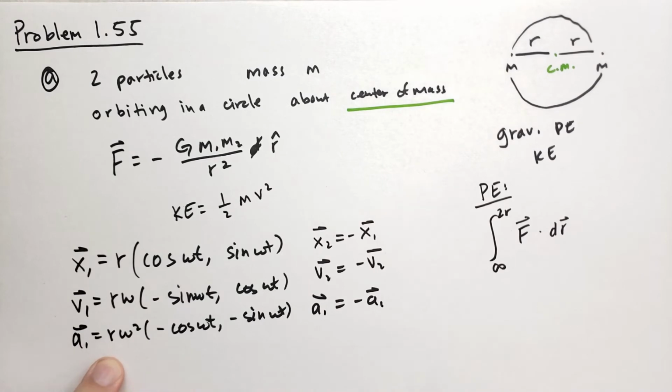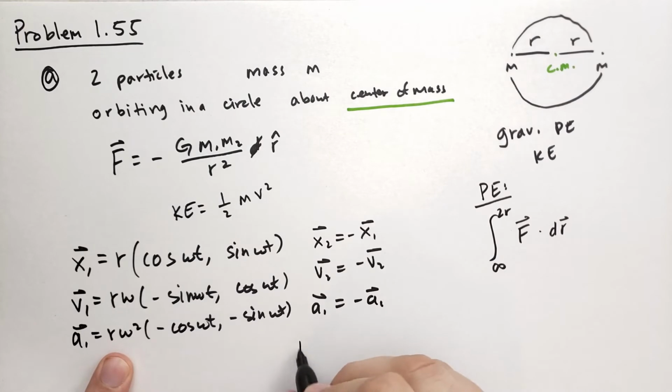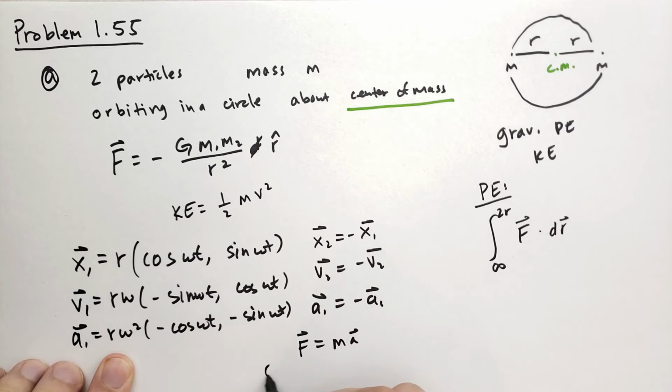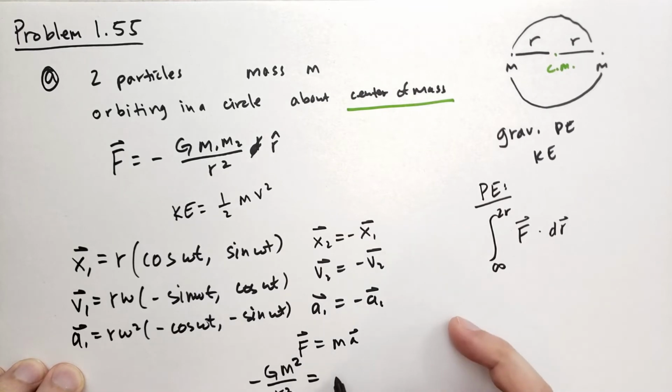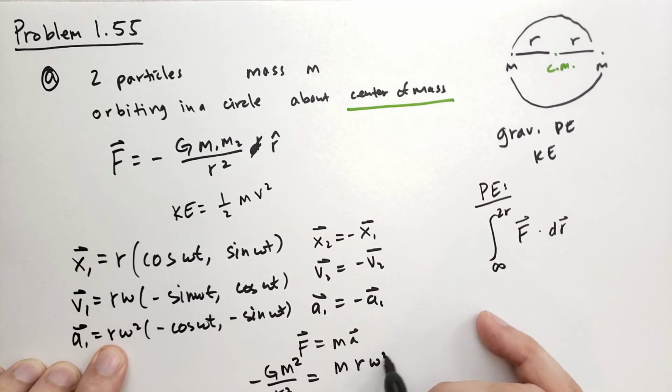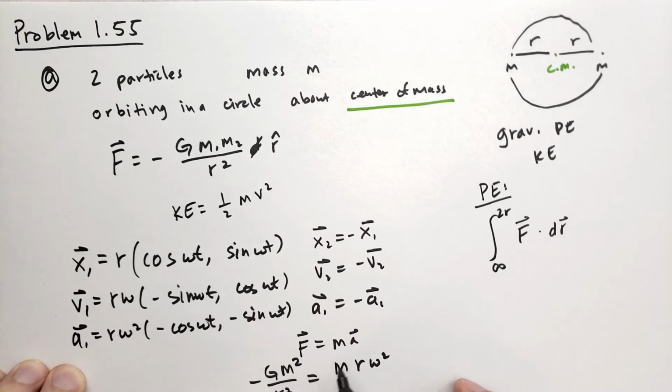All right, so now I'm going to equate this force with omega by saying F vector equals m a vector. So we have G, minus G. Well, we'll figure that out in a second. The two masses are the same, so that's G m squared divided by r squared, which has to equal the mass times the acceleration, so m r omega squared. And the acceleration is going to be in the same direction as the force, so these are going to be the same sign. And that's basically the equation you get there.